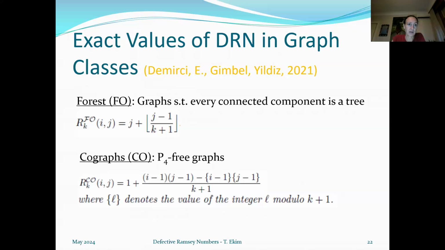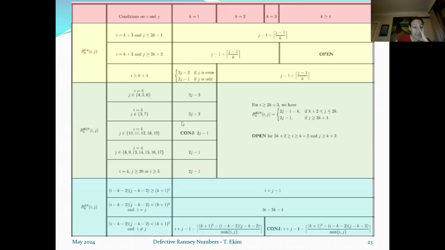Then we moved on to exact values in graph classes. So it was work with Yunus Emre Demirci and Mehmet Akif Yıldız. Nicely enough, in forests, we could find a simple, unique formula. These are graphs, every connected component of which is a tree. Or cographs: these are graphs which don't contain paths on 4 vertices as induced subgraphs. Again, there's a nice, unique formula for all cases. And this is what we have done.